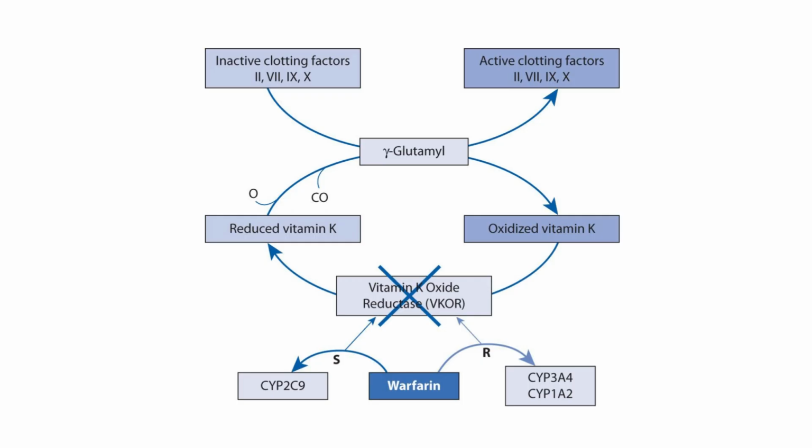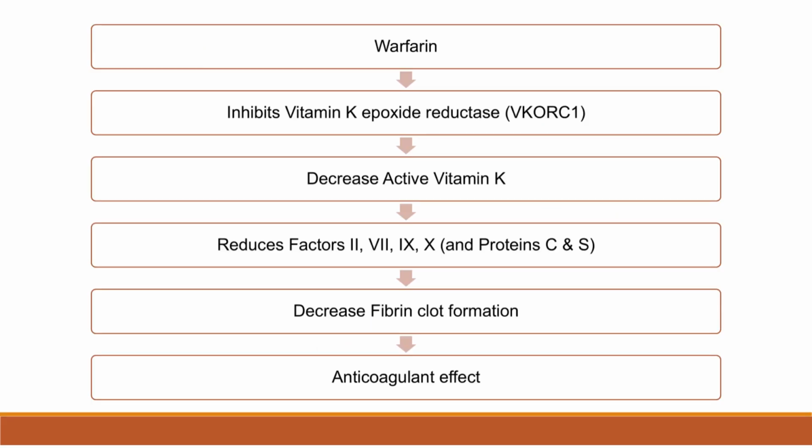So notice the bottom part of the diagram here. Warfarin exists as two isomers, that is S-warfarin and R-warfarin. S-warfarin is about 3 to 5 times more potent and is metabolized mainly by CYP2C9, and R-warfarin is less potent and is metabolized by CYP3A4 and CYP1A2. This is actually important because drugs that inhibit or induce these enzymes can alter warfarin's effect. So that's about warfarin's mechanism of action.